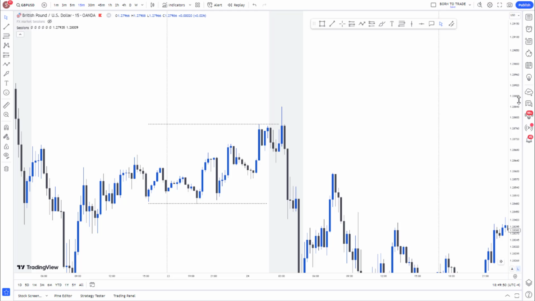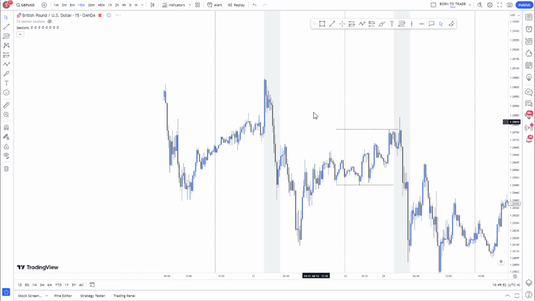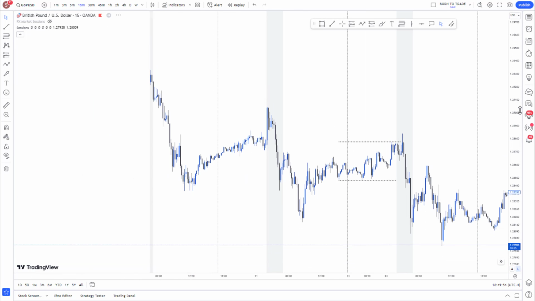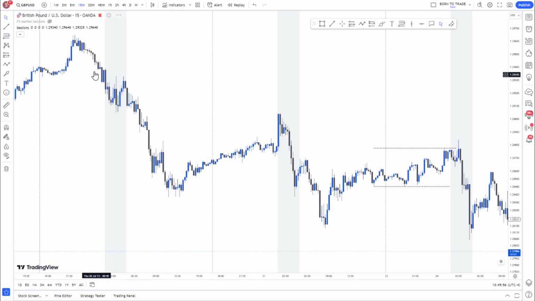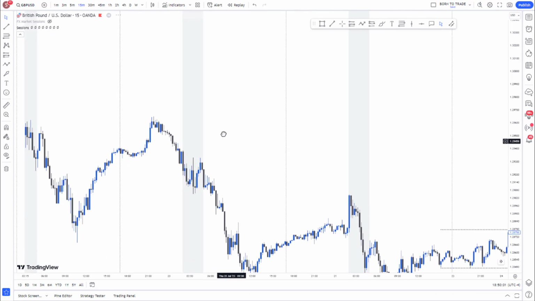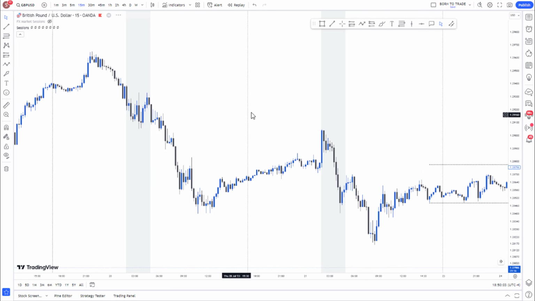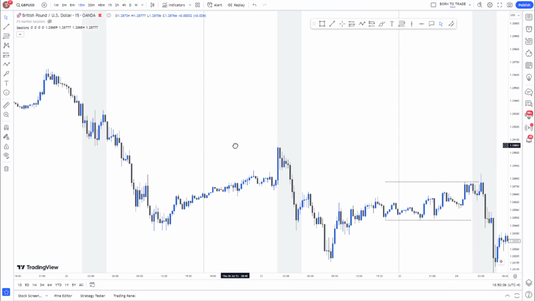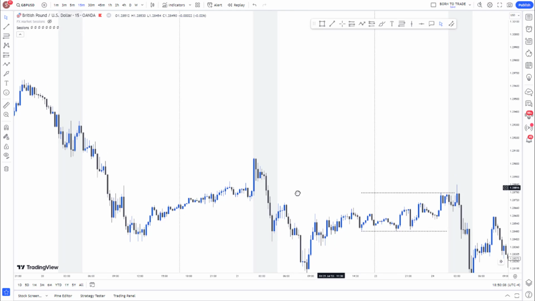Just like I explained, to make it a high probability one, you have to look from your left and see what we have. And if you look from the left, you can see price has been in a downtrend. You can see this is a massive downtrend. Price has been pushing to the downside for some time now.